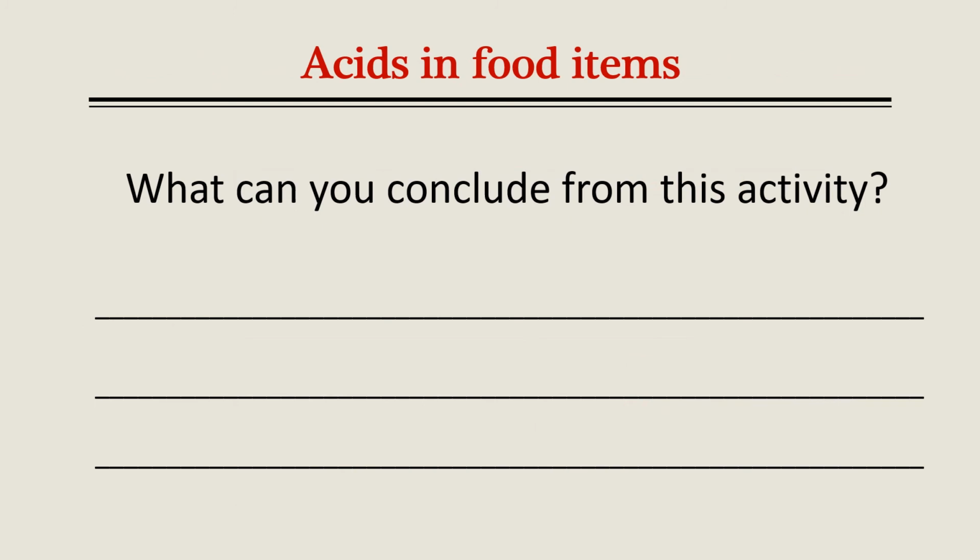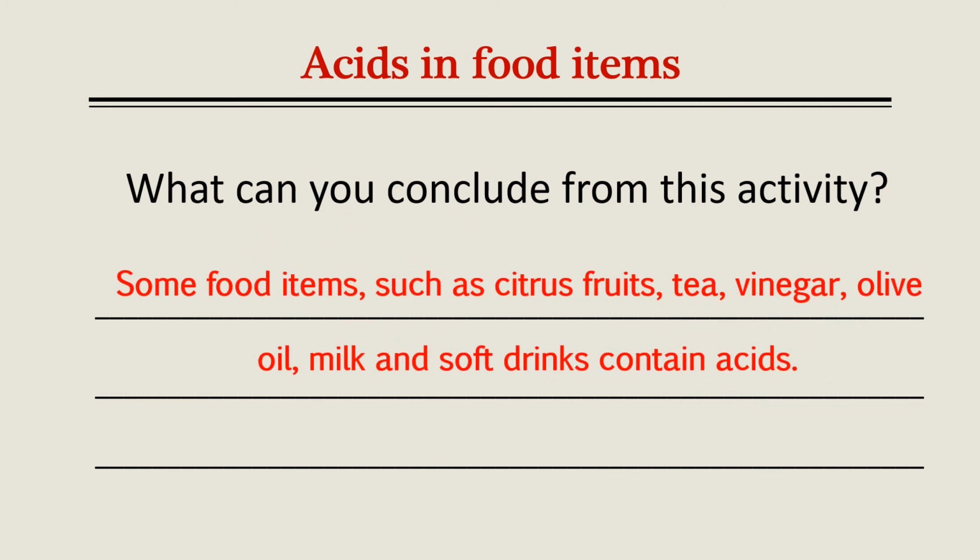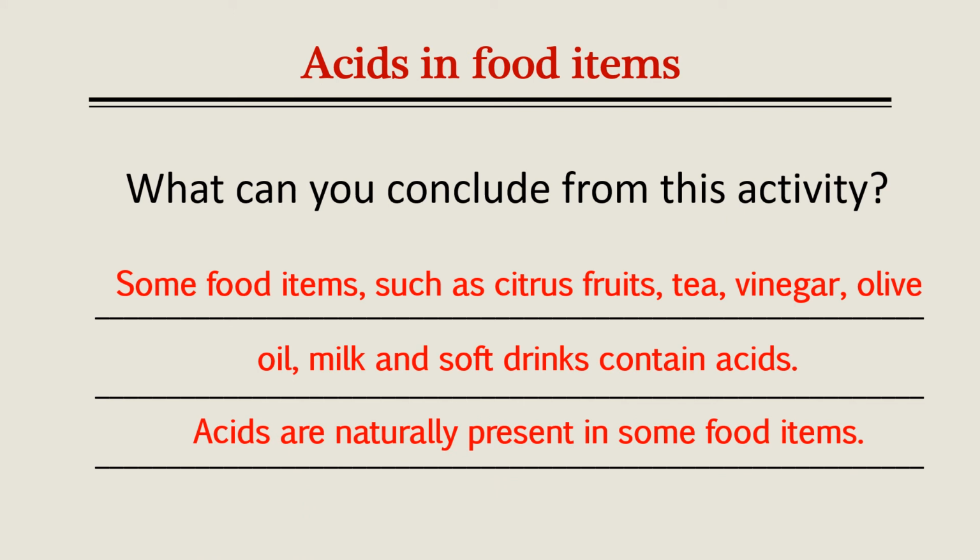What can you conclude from this activity? So, from this activity, we can conclude that some food items such as citrus fruits, tea, vinegar, olive oil, milk, and soft drinks contain acids. We may also say that acids are naturally present in some food items.